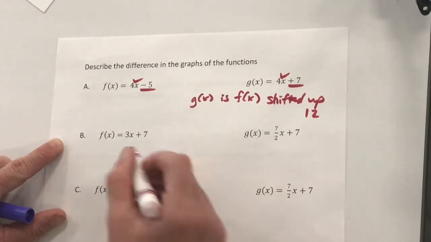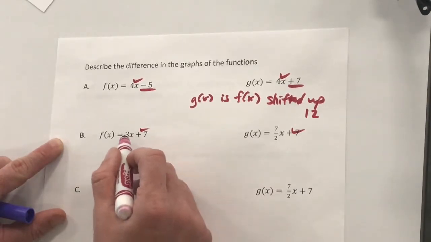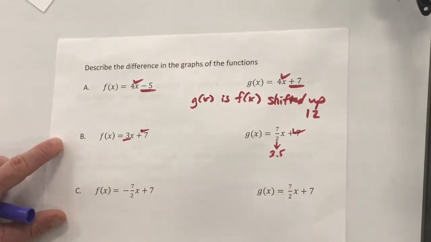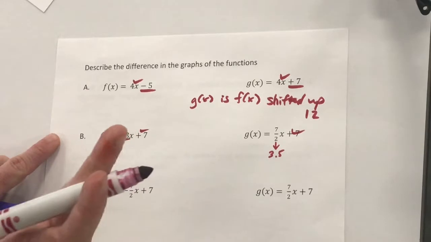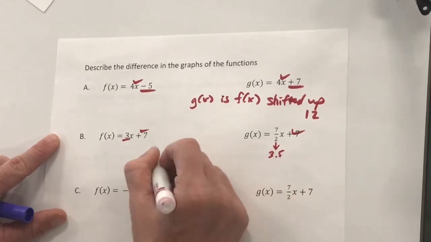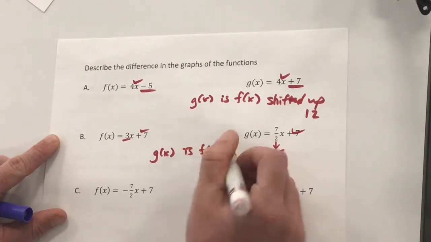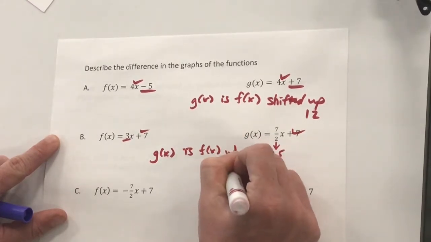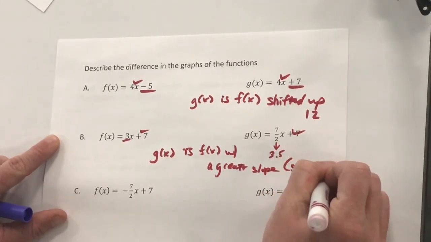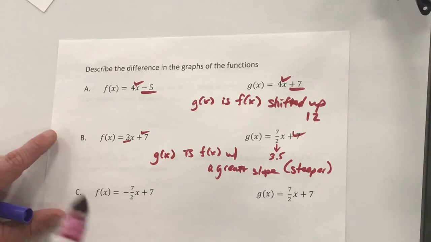Now we have f of x and g of x here, with the same y-intercepts. We have a slope of 3 versus a slope of 3.5. So we've taken f of x, kept the y-intercept the same, but made it steeper. Our slope is greater here. So g of x is the function f of x with a greater slope, which means it's steeper. How did the slope change? It increased, and if it increases, then the line becomes steeper.